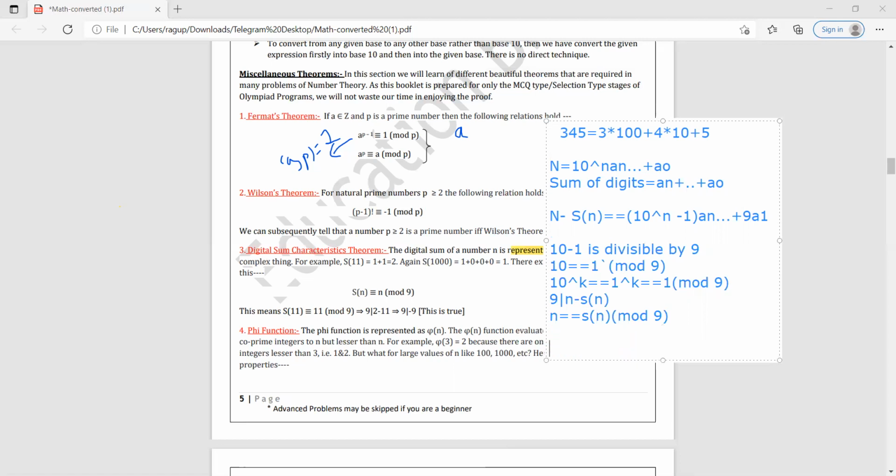So if you know the trick that you have learned, that if the sum of digits is divisible by 3, then the number is divisible by 3, and if a number is divisible by 3, the sum of digits is also divisible by 3, this is where it came from. Because if n minus Sn is divisible by 9, then 3 also has to divide n minus Sn. It's very logical.